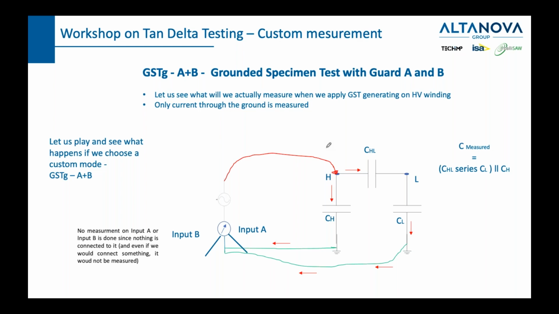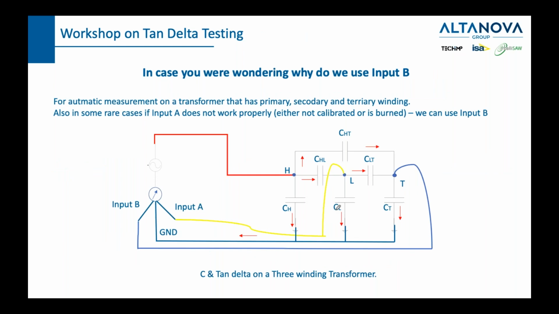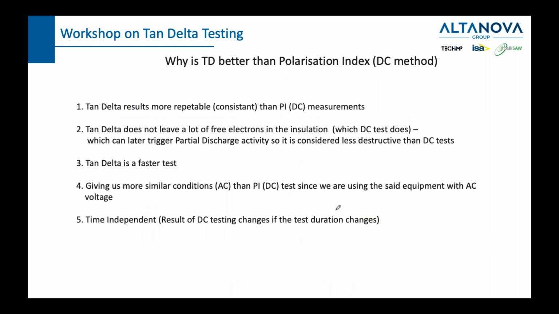And we can have all kinds of combinations here. If I generate on the high voltage side and I choose GST GA plus B, it means that I'm just measuring current running through the ground, which is actually in the end measured capacitance will be the series of CHL plus CL in parallel with CH. This will be one. When we are testing a transformer with primary, secondary, and tertiary side, we use the same philosophy. It's just slightly more complicated. And we have only three more slides before we finish, and then we'll take questions.